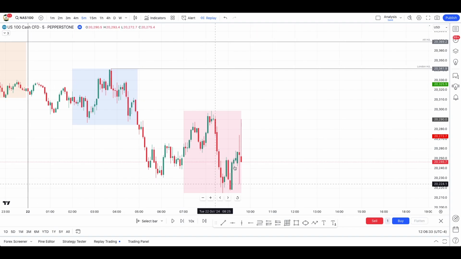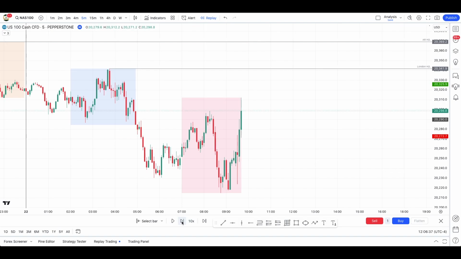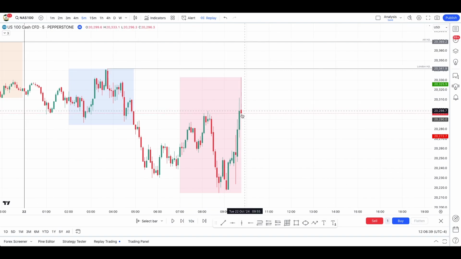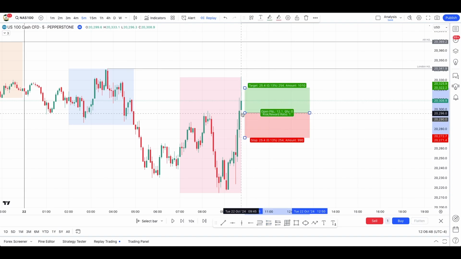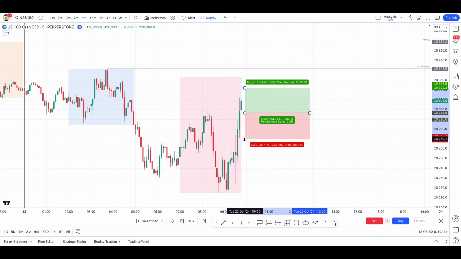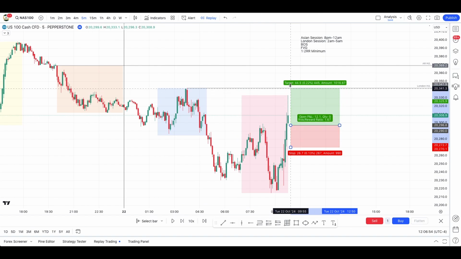All right, so nice move. We filled up this fair value gap and we started moving higher. No fair value gap yet. Nice. So there's one right there. And what I love about this one is that we didn't take out the London high yet. So that's very nice. I'll just put my order right there. Stop below this low. And then we can just go for a 1 to 2.